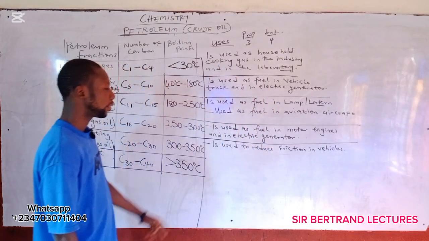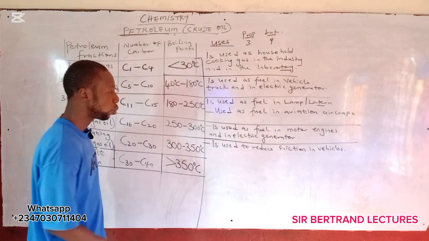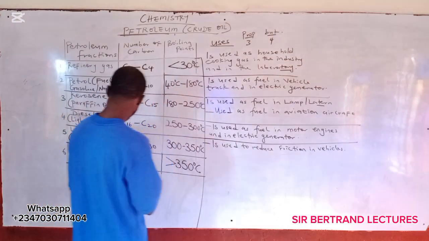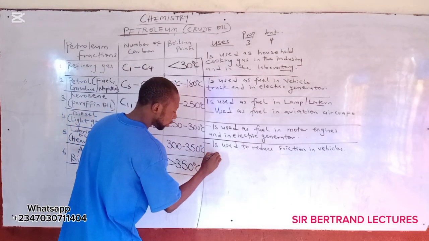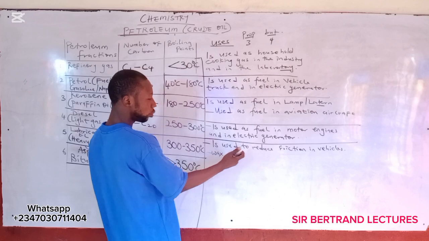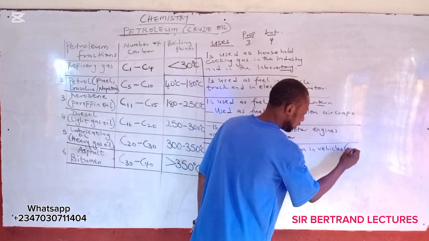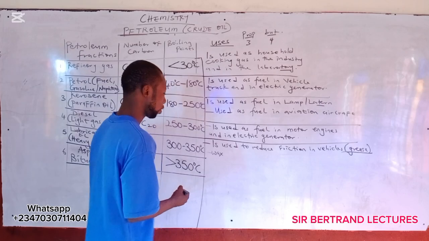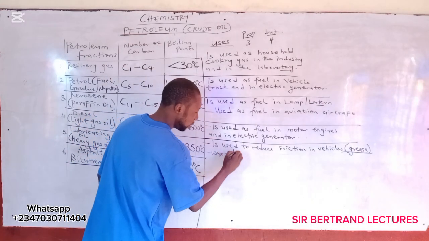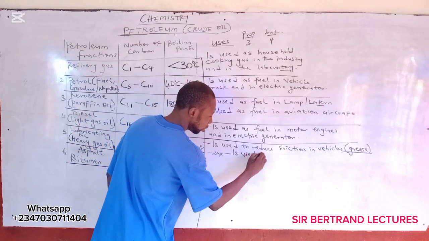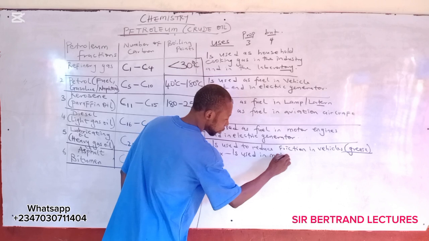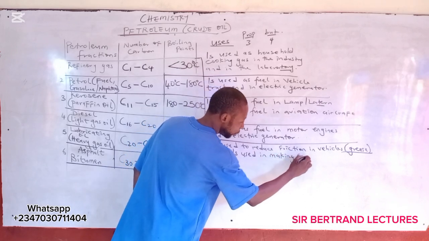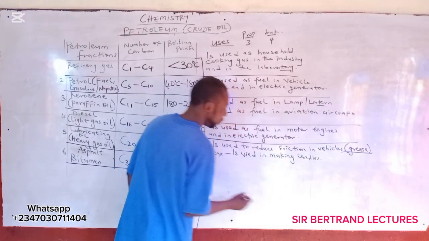It is used to reduce friction in vehicles, right? Then something like wax. The one that is used to reduce friction in vehicles is grease. It's a typical popular example, grease. Wax here is used in making candles.